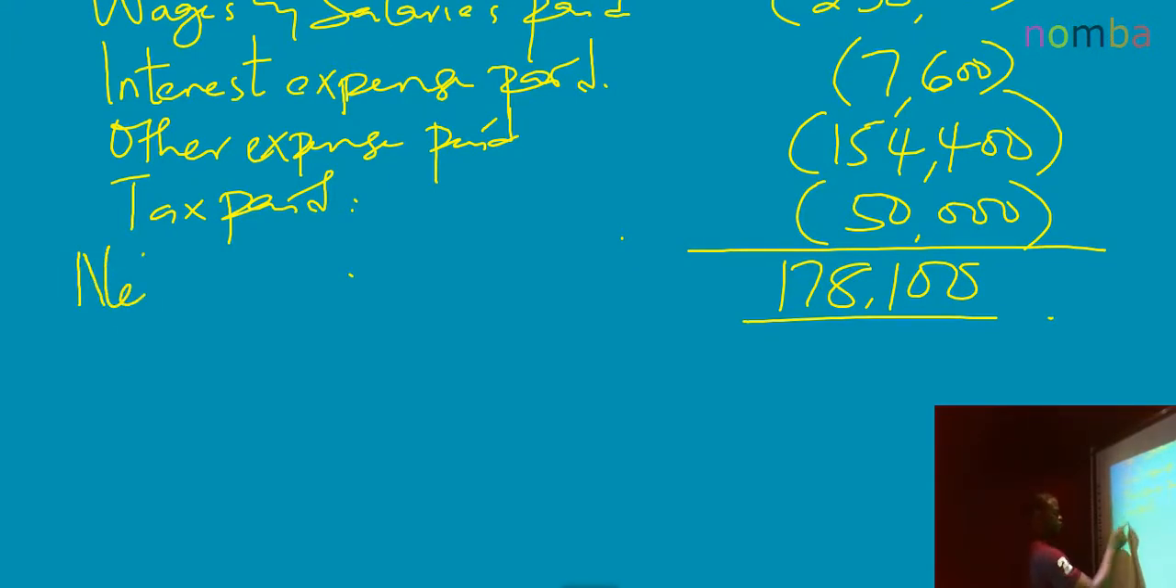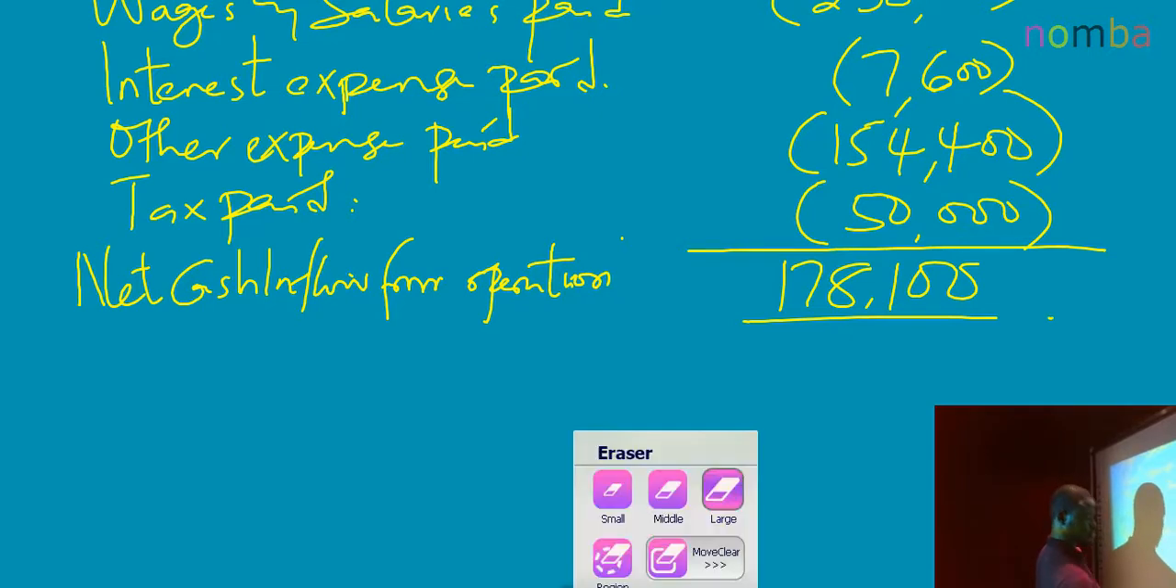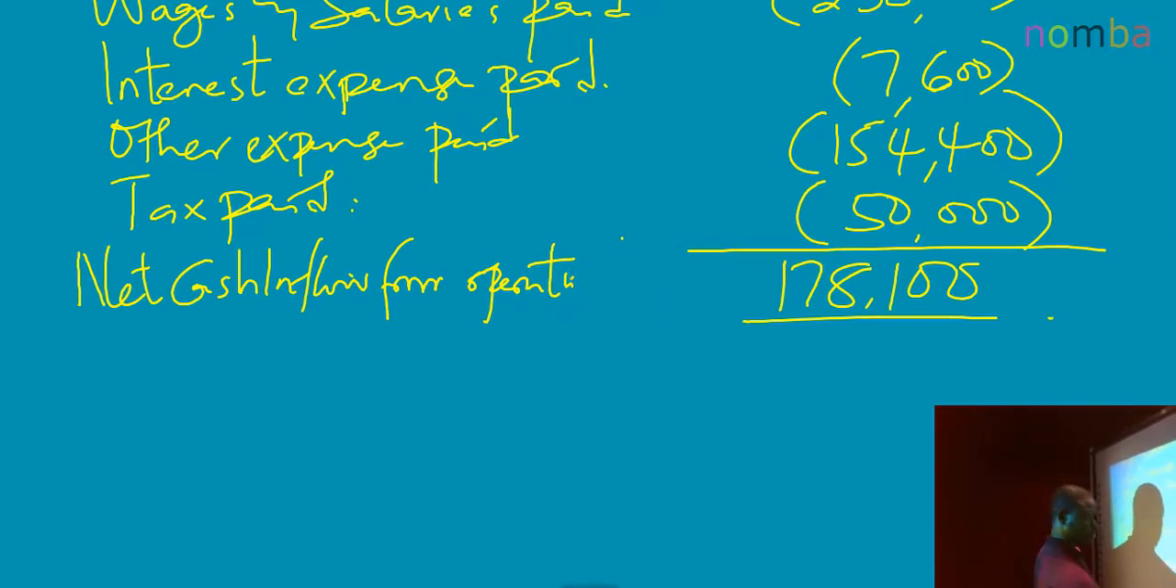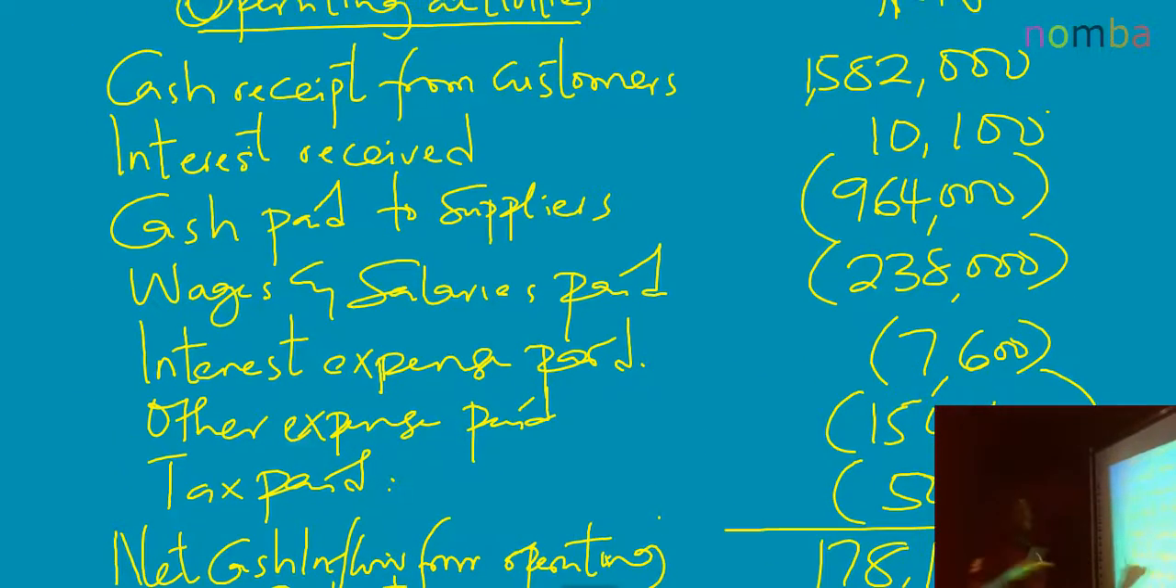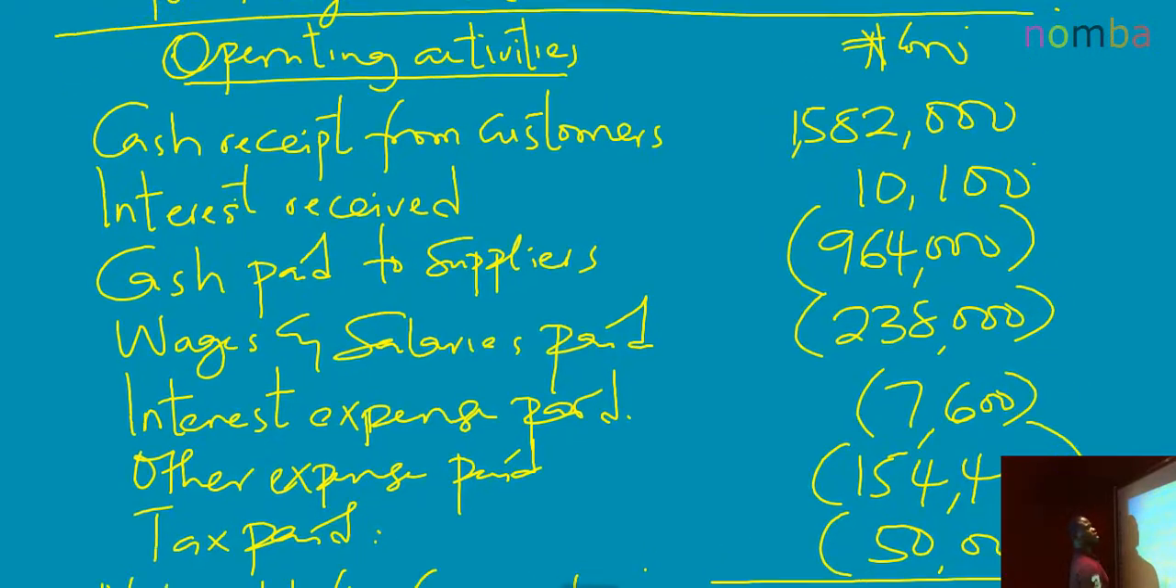Net cash inflow from operating activities. Let me just call it from operating activities, so I'll be consistent across. Okay. So you see the way we did it. For the direct method, we were just picking each line item within the statement of profit or loss, and we were extracting the cash element from it.